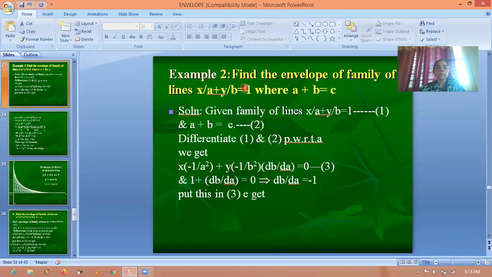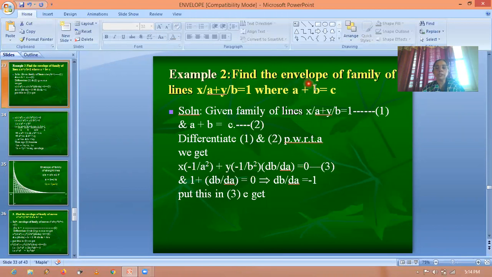So next example, same type, find the envelope of the family of lines. So you have to take the line x by a plus y by b equal to 1. You know already this is the intercept form of the line. So again here, the sum of these intercepts is equal to c. Here also if you take a plus b equal to c, suppose you fix it as 20 here, then a may be 1, b may be 19, a may be 2, b may be 18, a may be 3, b may be 17, like that.